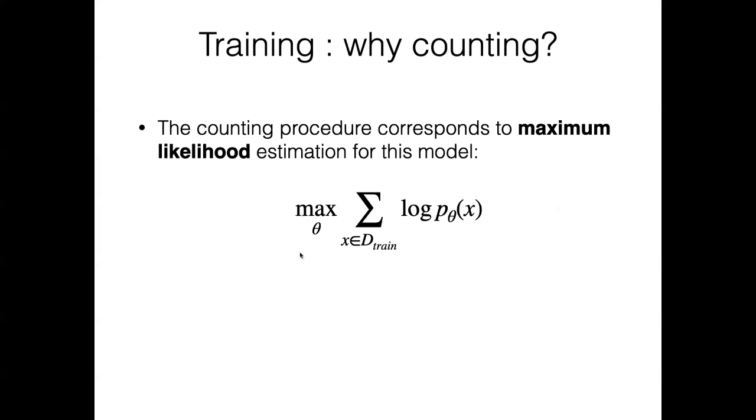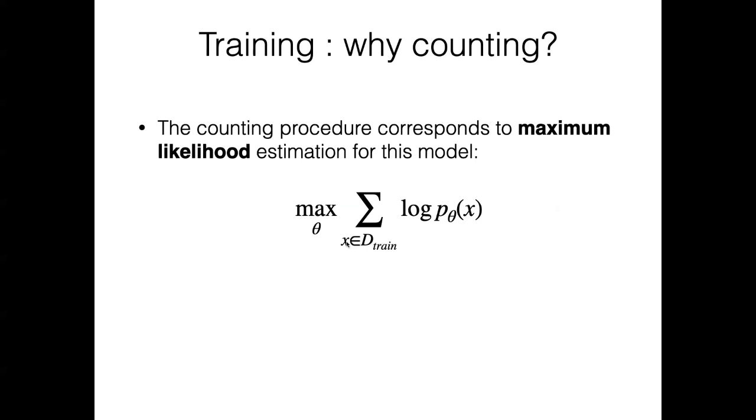So one is this idea that's called maximum likelihood estimation. It turns out that this counting procedure corresponds to what's called maximum likelihood estimation. And maximum likelihood estimation finds parameters that maximize this quantity here. And you can see that it's kind of intuitive.